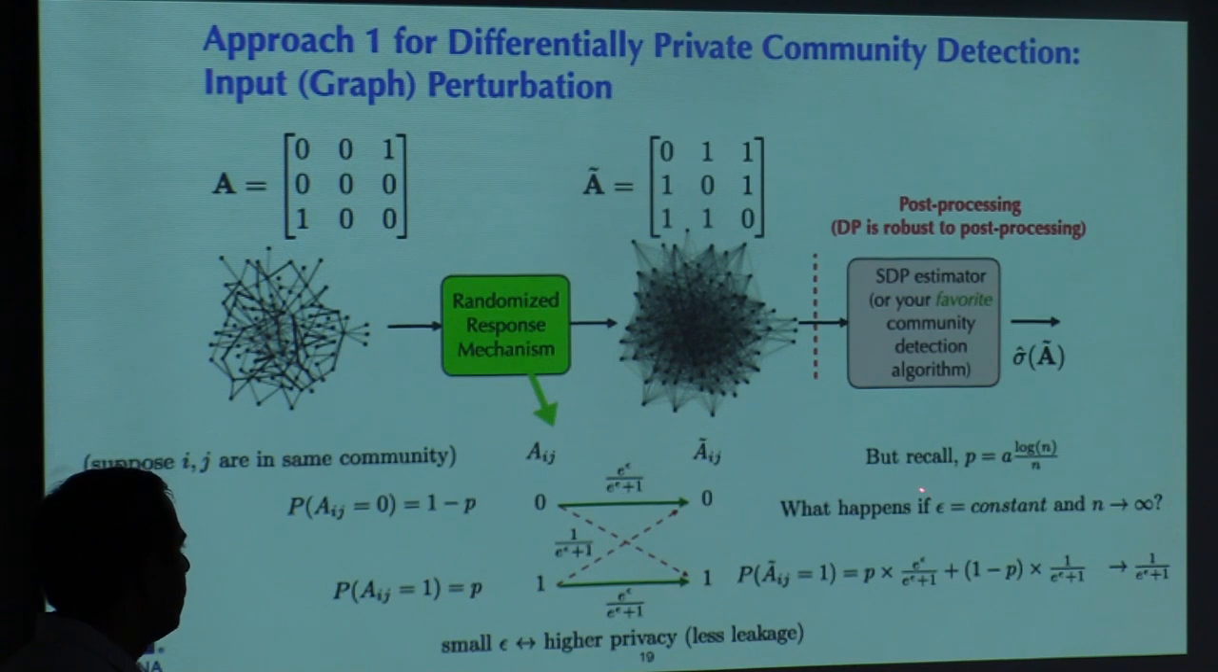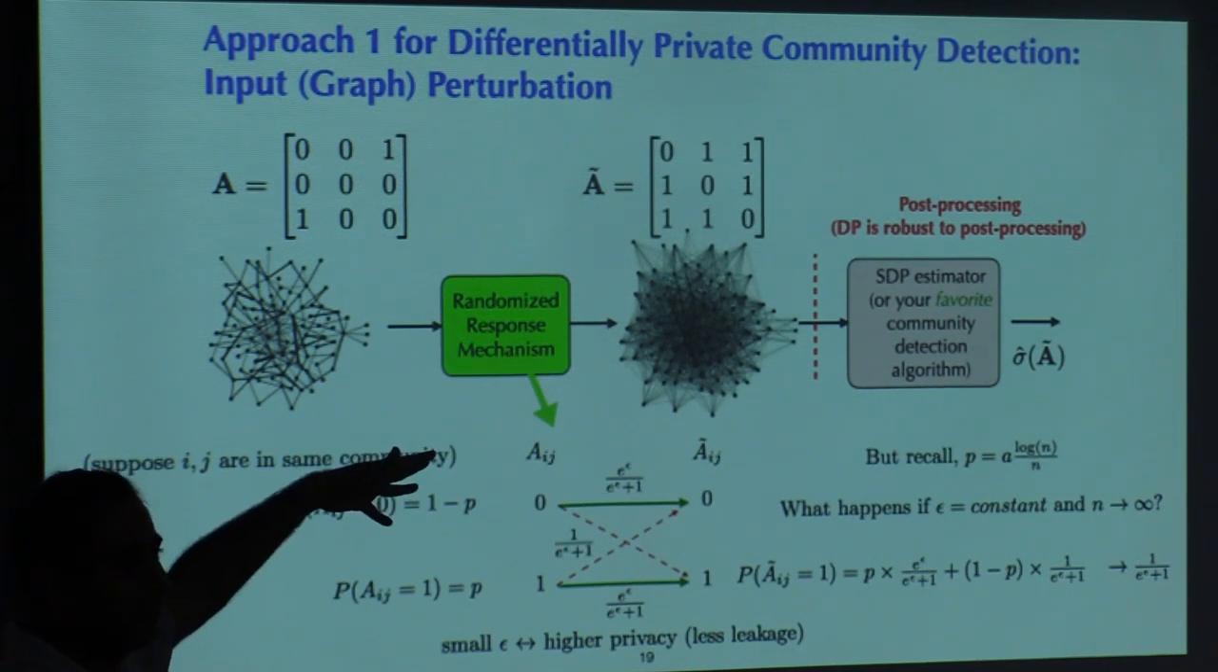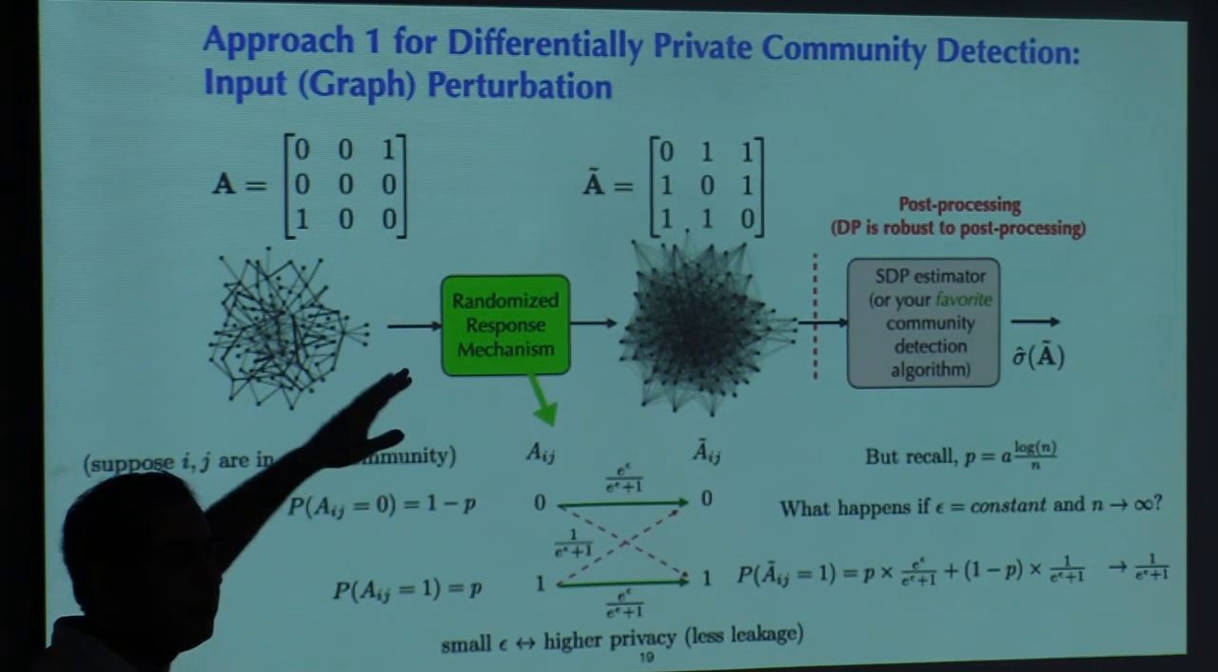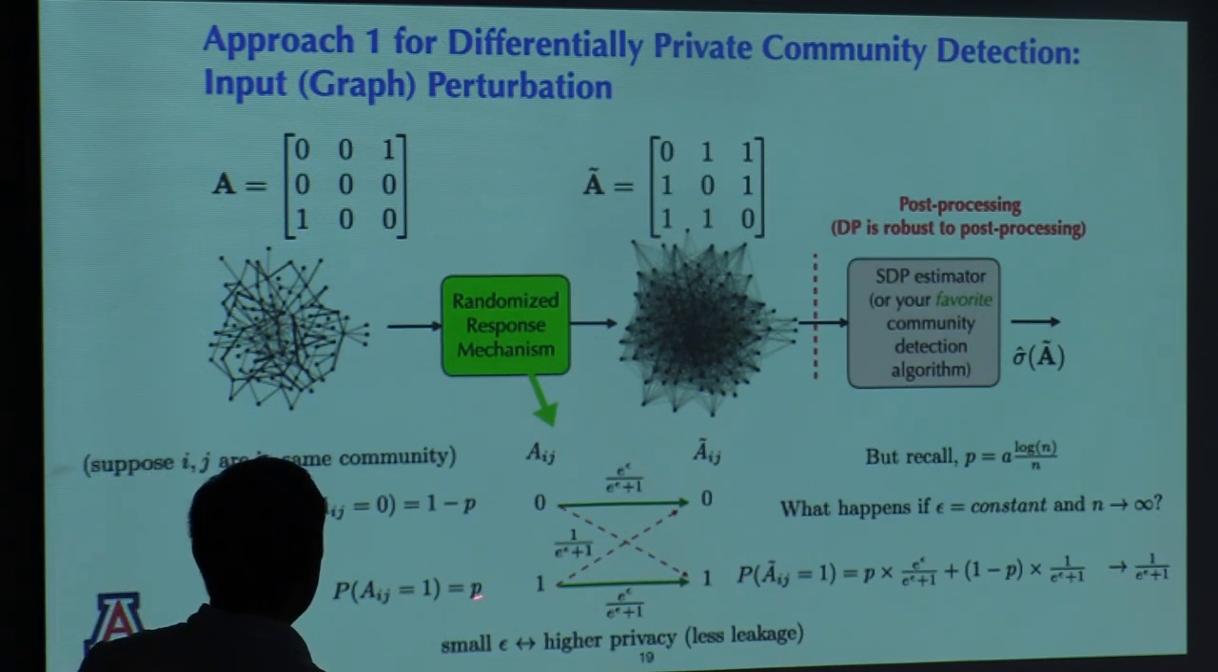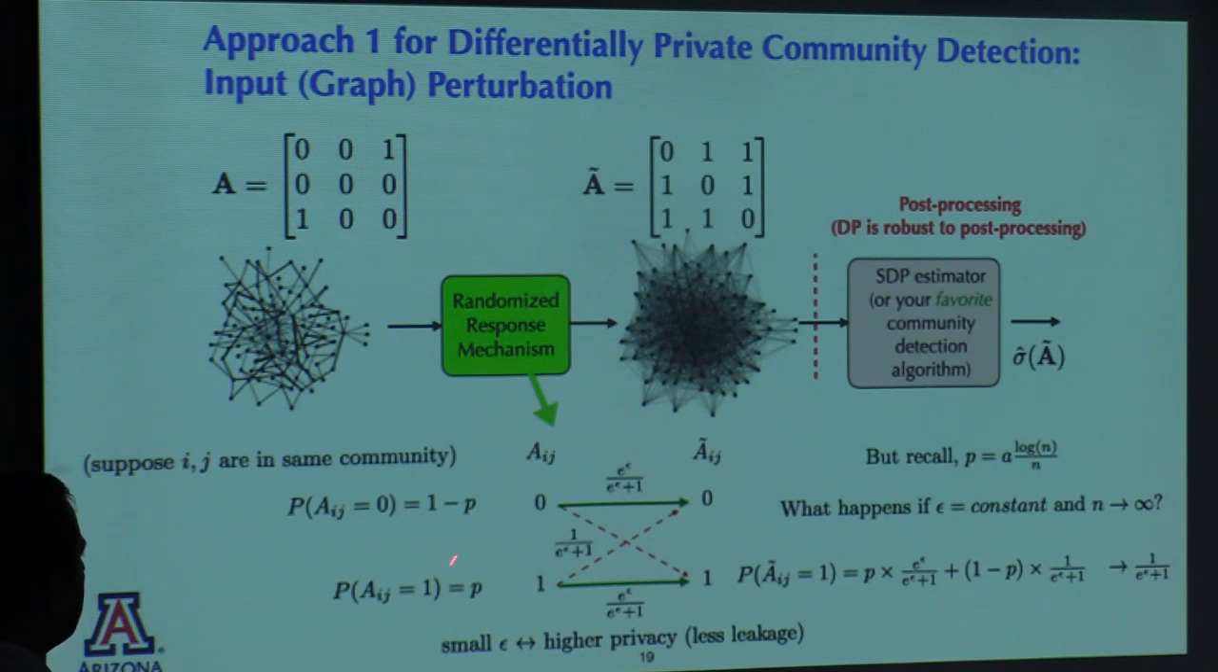Now suppose you want a constant epsilon. Let's recall this regime again. We are in the regime when p is a times log n by n. This was our dense regime, because this is the regime where strong recovery is possible. Remember there were two regimes, sparse and weak. Now if I take this p and plug it here and keep epsilon constant, then this goes to a constant, which is 1 by e raised to power epsilon plus 1. Here it was p, a log n by n.